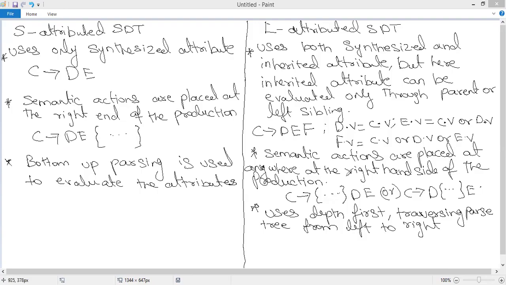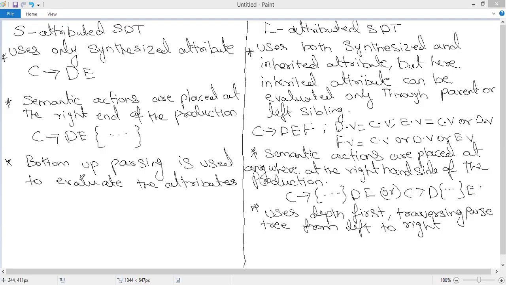But in L attributed SDT, the semantic actions can be placed anywhere on the right hand side of the production. For example, in C tends to D E, the semantic action can be present immediately at the start of the right hand side, before the attributes D and E, or in between, after D, the semantic rules will be present, and after that the symbol E will be mentioned. So this is another difference between S attributed SDT and L attributed SDT.